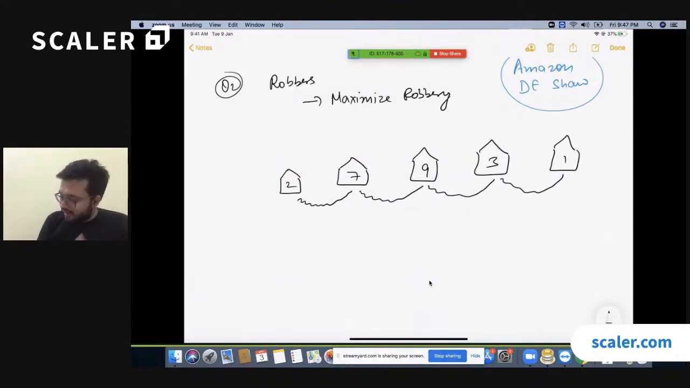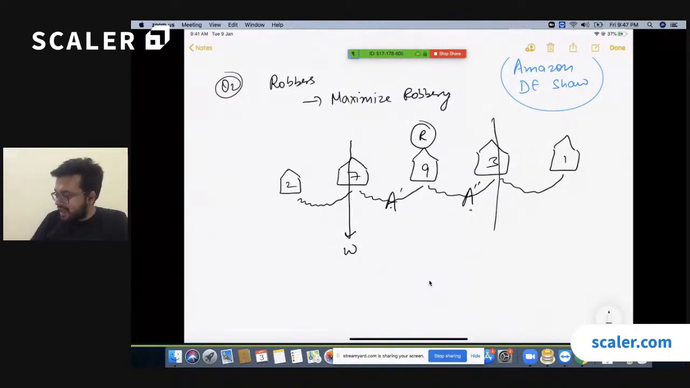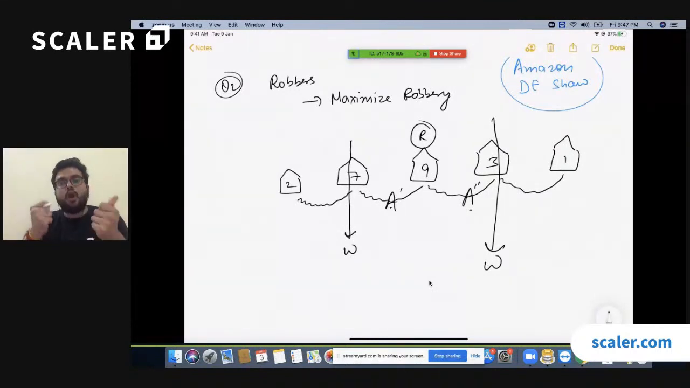So what does that mean? It means that if this house is being robbed by you, this alarm would go up and this alarm would also go up. If this alarm goes up, the people in this house will wake up and you will no longer be able to rob this house. Similarly, if this alarm goes up, people in this house will also wake up, and unfortunately for you, you cannot rob this house either. So the problem is that the moment you rob one house, your left house and right house can no longer be robbed.